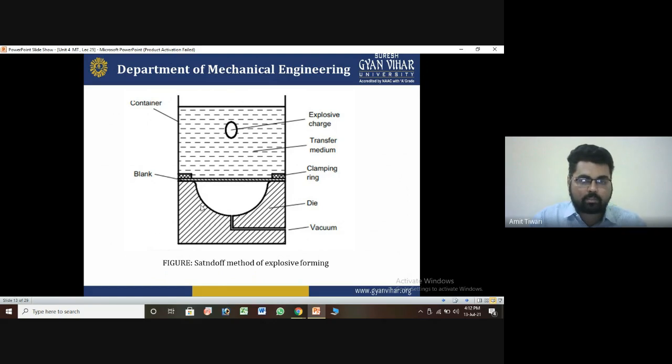You can see here this diagram, that is the standoff method of explosive forming. In the diagram, the upper section is where the explosive charges are generated. You can see the container, and the blank area is to be placed here. Nothing else is placed here to be rolled for any purpose. This is the die, and the vacuum is to be created here. So the vacuum is created for the blank chamber, and the clamping ring is fixed for holding the metal and transferring the medium.